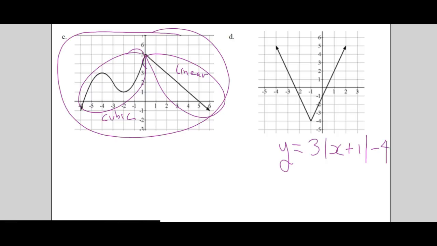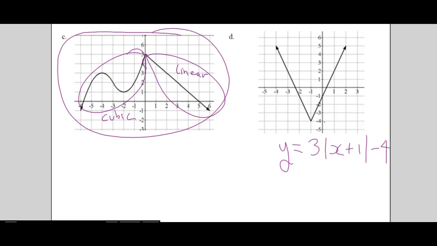I think that's the equation. It opens up, vertically stretched by a factor of 3, right? Because if I go 1 from the vertex, in regular absolute value, you should just be going up 1, right? But here I'm going up 1, 2, 3. So that's a vertical stretch by a factor of 3. Left 1, down 4. Right.